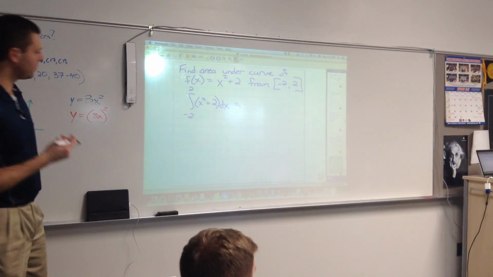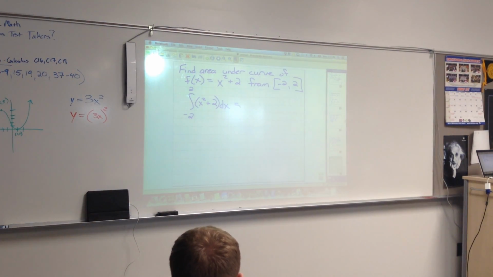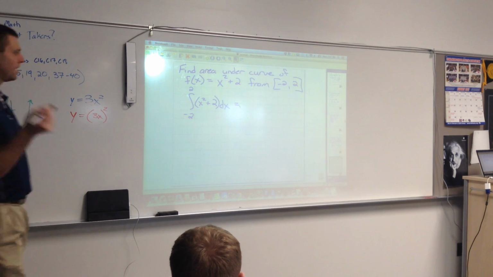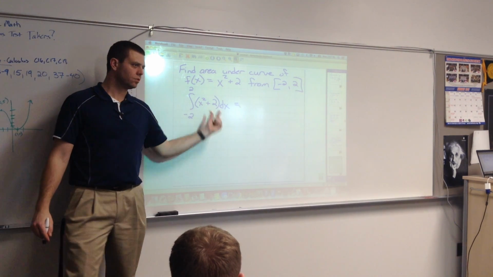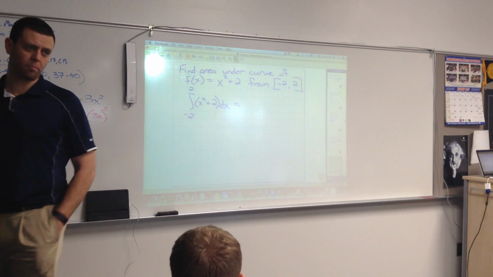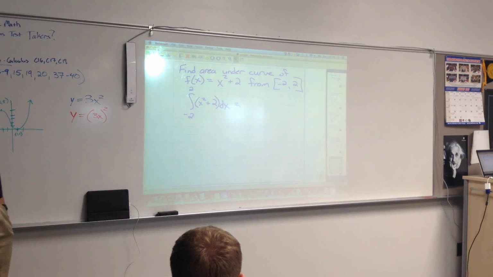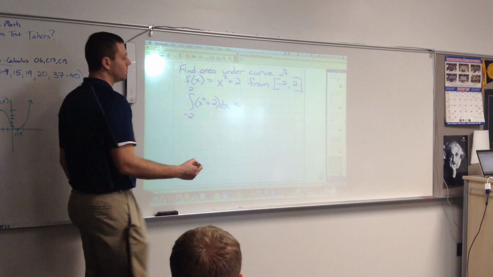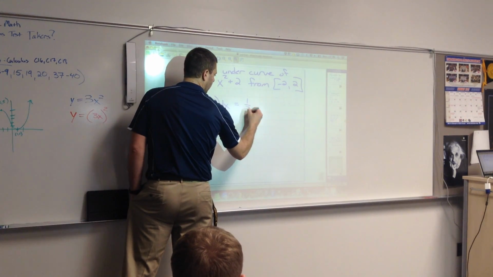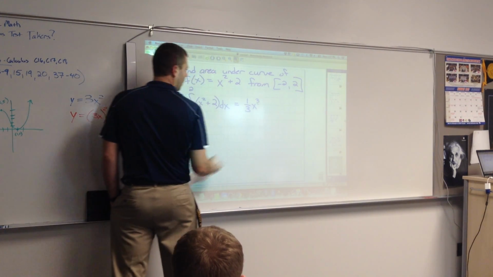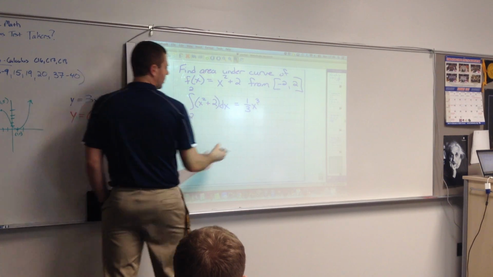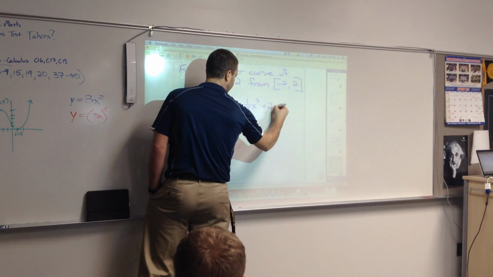And the way we usually write this is we do the antiderivative of the function. So what is the antiderivative of x squared plus 2? 1/3 x cubed plus 2x plus c. 1/3 x cubed plus 2x.